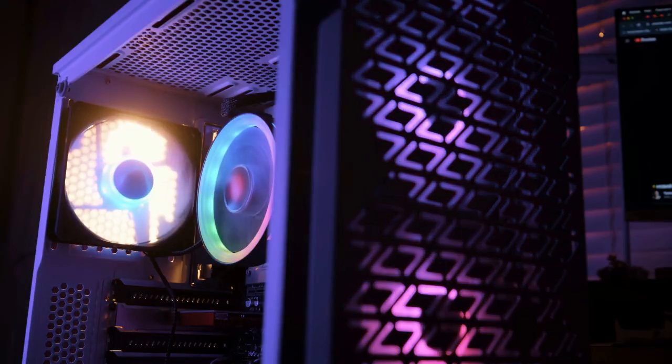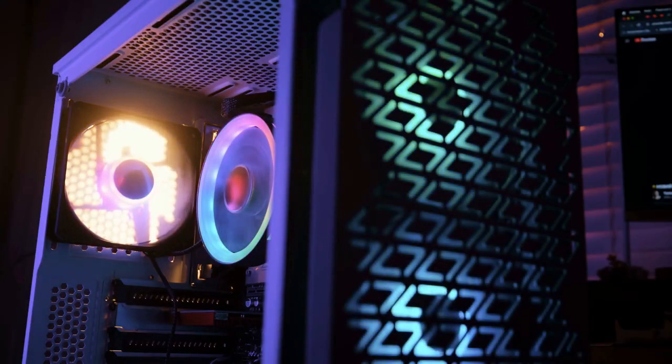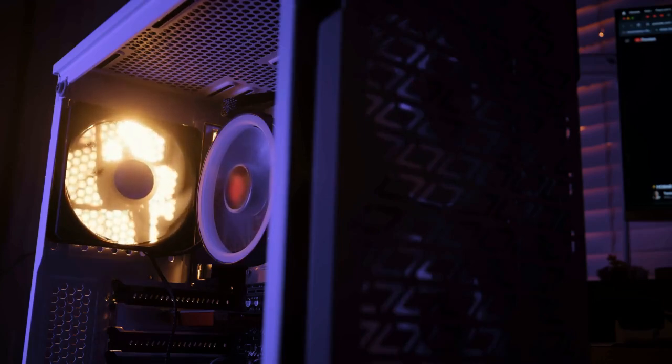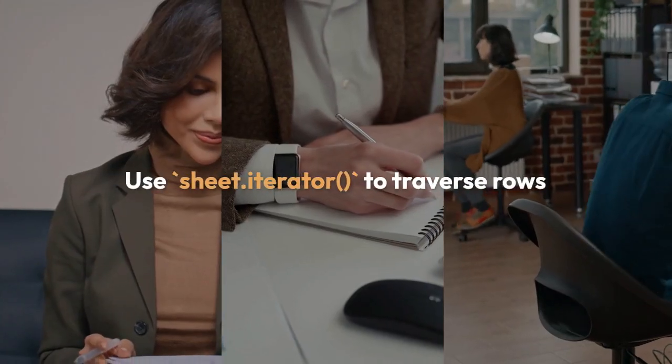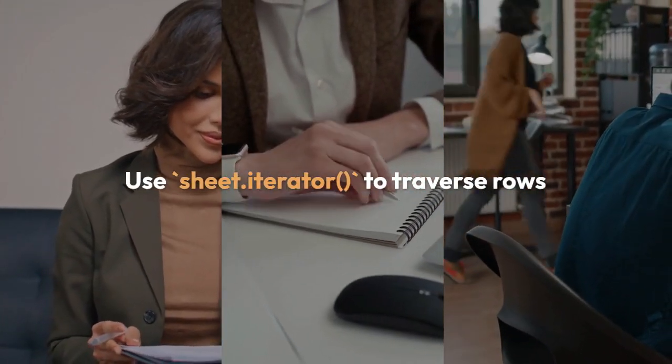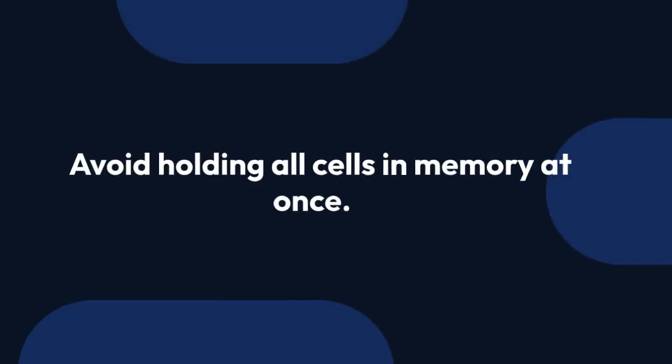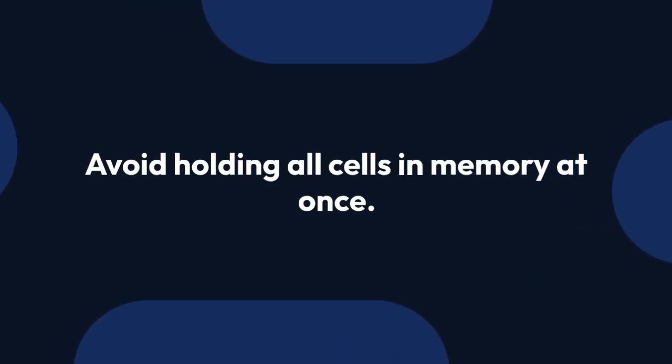Instead of directly accessing cells using iterative loops and getRow and getCell, consider using iterators provided by POI. For example, use sheet iterator to traverse rows and then row iterator to iterate over cells within each row. This avoids holding all cells in memory at once.